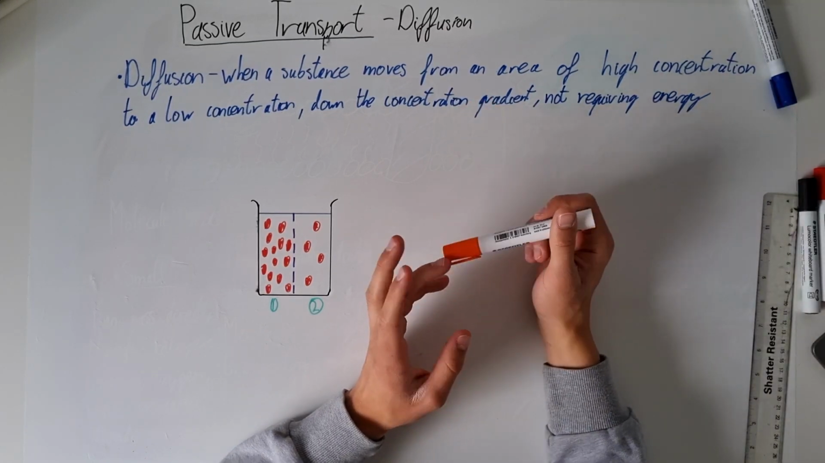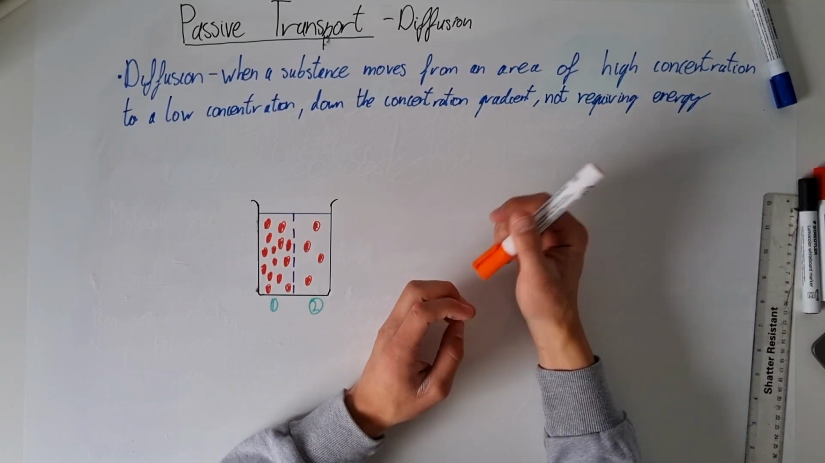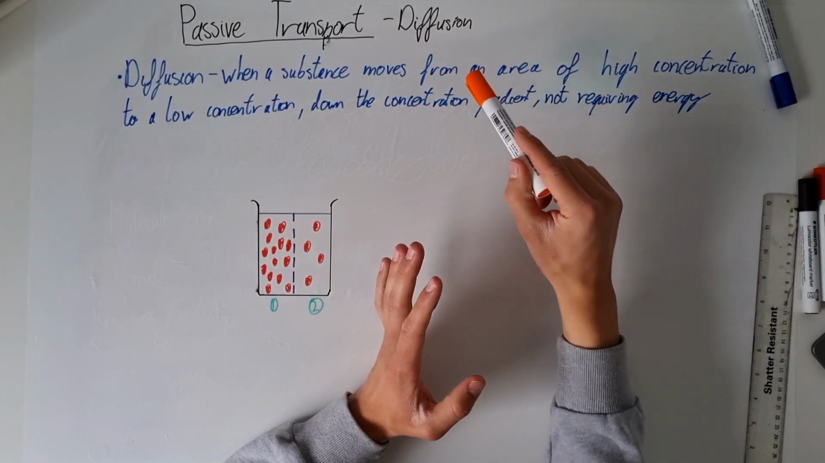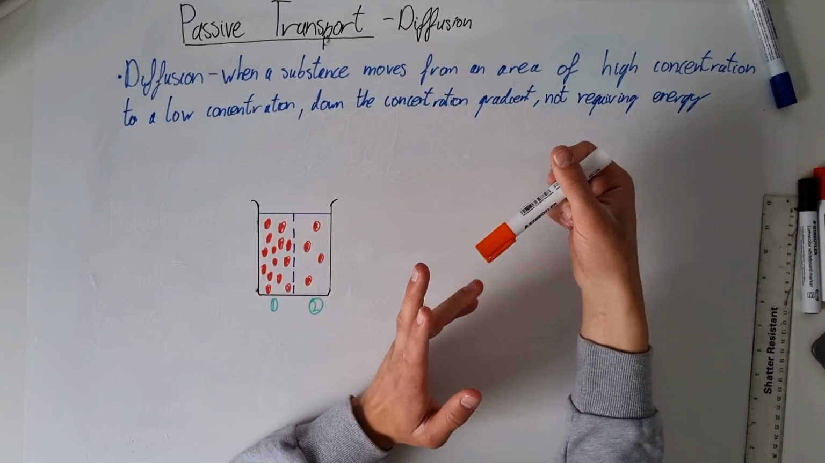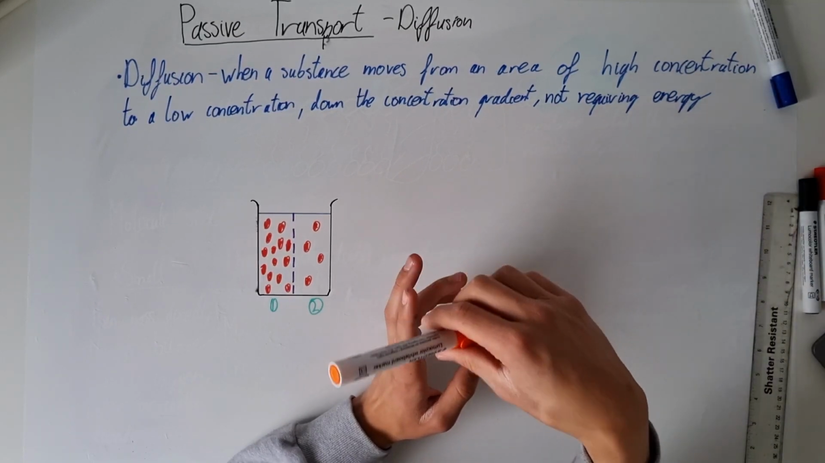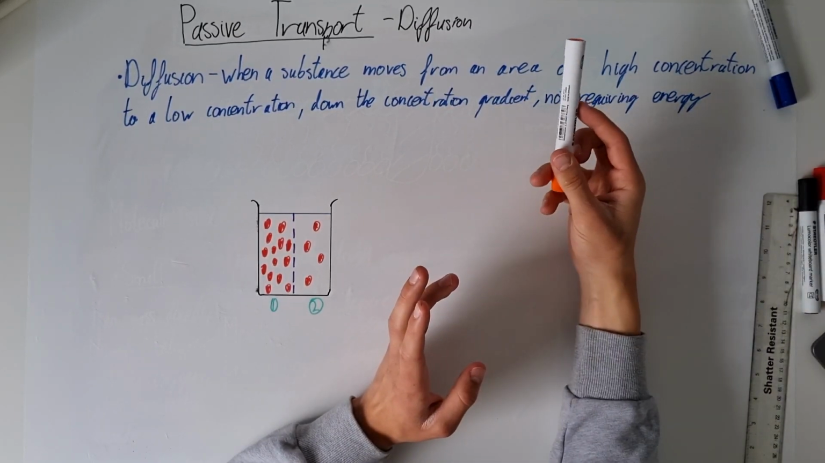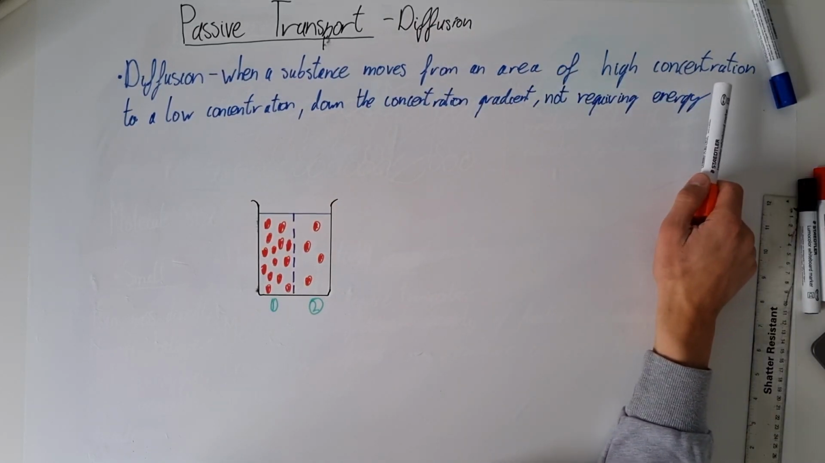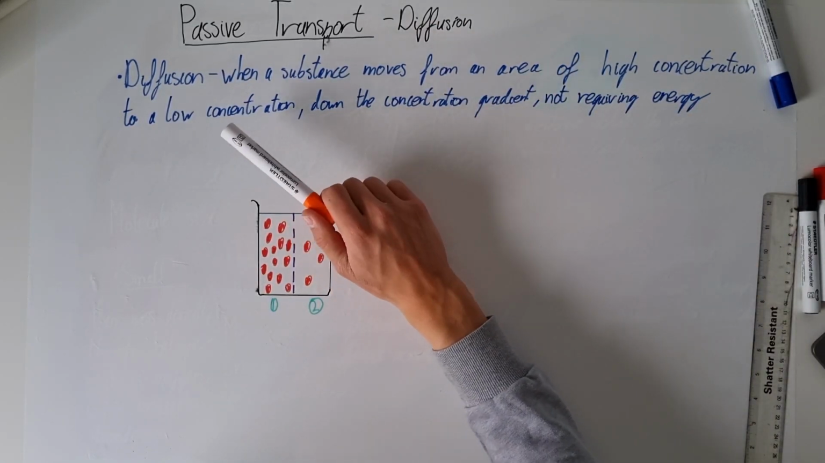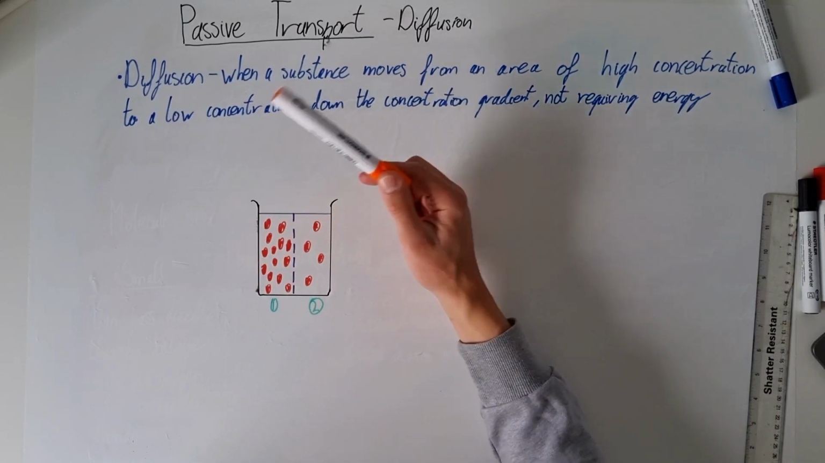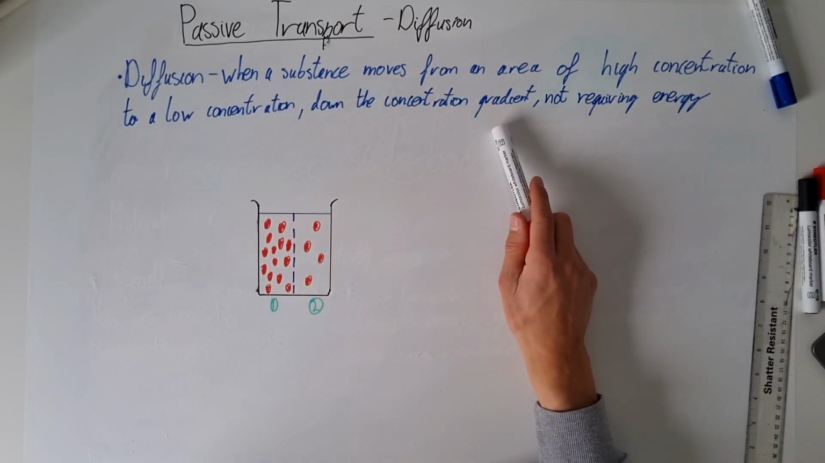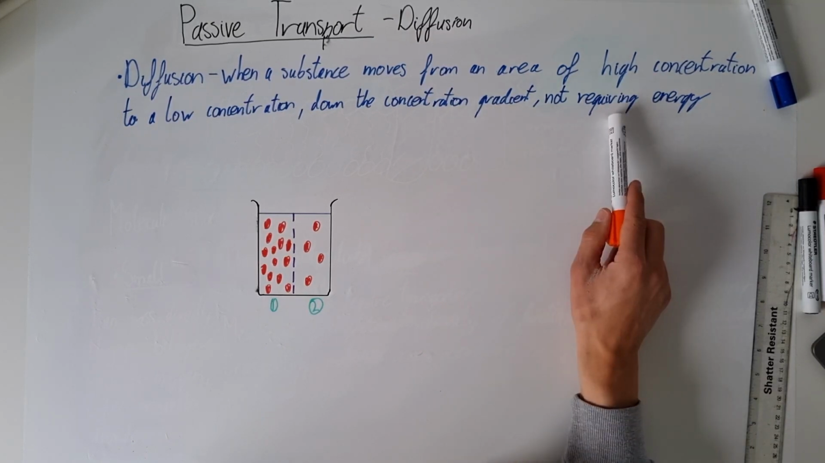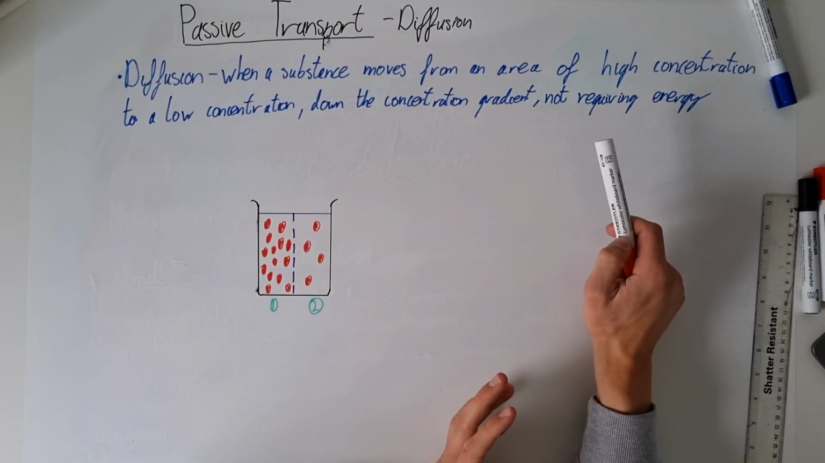So starting off with passive transport, and to narrow it down a bit, passive transport is what we call diffusion. I'll give you this definition, and then I'll explain it throughout the lesson and how it applies to our cell membrane. Diffusion is when a substance moves from an area of high concentration to an area of low concentration. So therefore, it's going down the concentration gradient. I'll show you the concentration gradient, and because of this, it doesn't require energy, which I'll also explain.